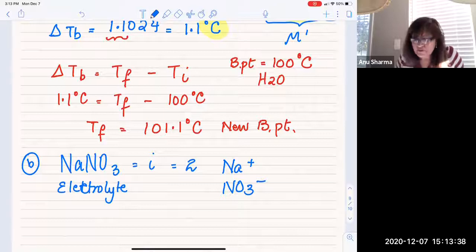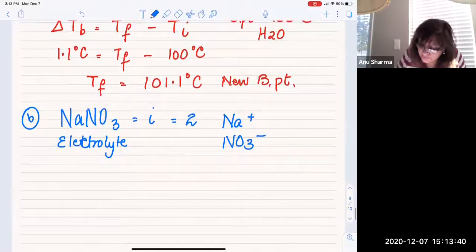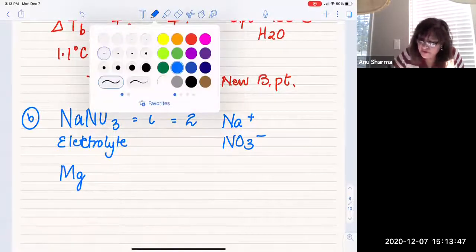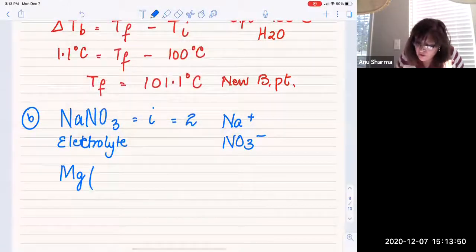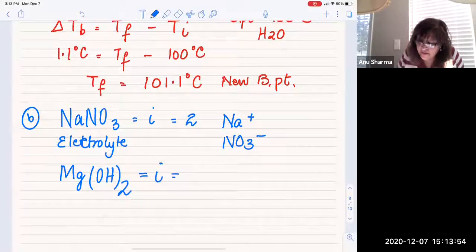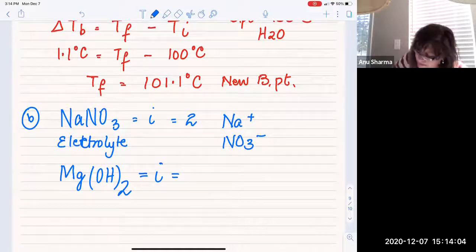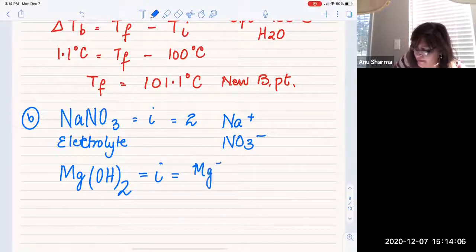Remember that? Let me do one more example. Suppose you have Mg(OH)2. What is the value of i? How many total ions are going to be released? 3, very good. This is 1 magnesium ion and 2 OH ions. So i is equal to 3.